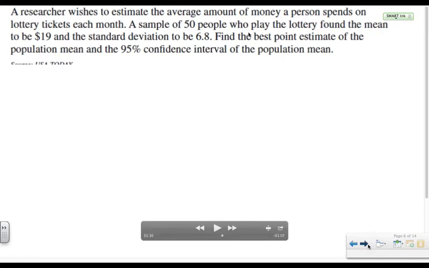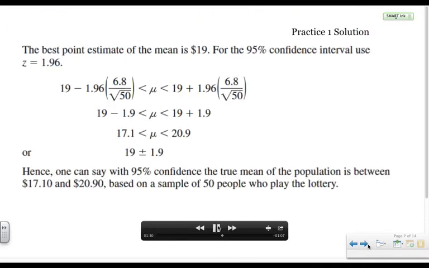On your practice problem, you're going to use a sample mean of, sorry, not a sample of 50, a mean of $19, and a standard deviation of 68. Plug into that formula, all right, with a 95%. Remember, 95%, my z-score is 1.96. Once you're done, check the answer.